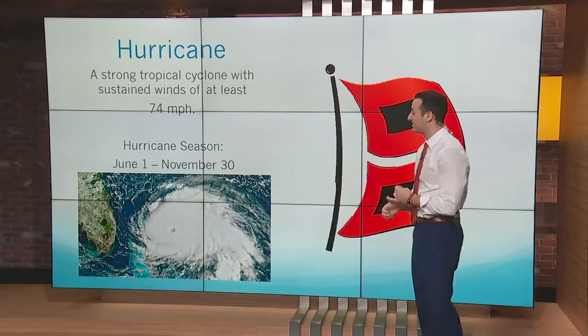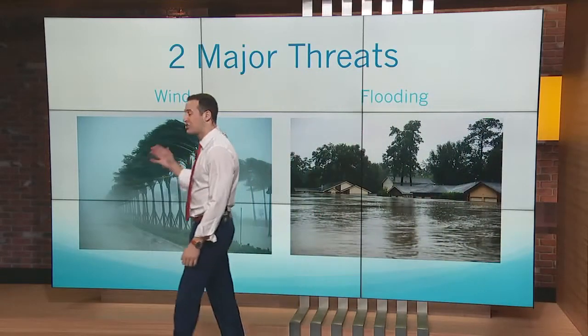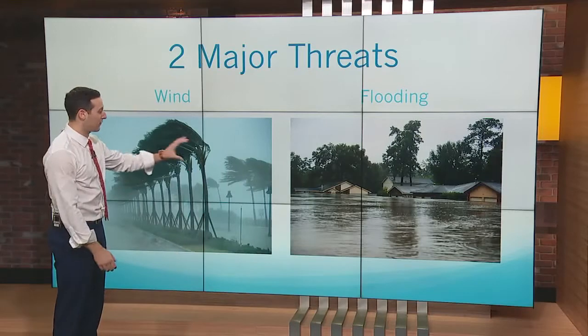So hurricane season is June 1st to November 30th. That's the summer to fall. That's when ocean waters are warmest. And there's a reason the ocean waters need to be warm for hurricanes that we'll get into in a moment too. And when it comes to these storms, there are two major threats. The first one, wind, which has huge damaging power. The second one, flooding. That water can do big damage too.